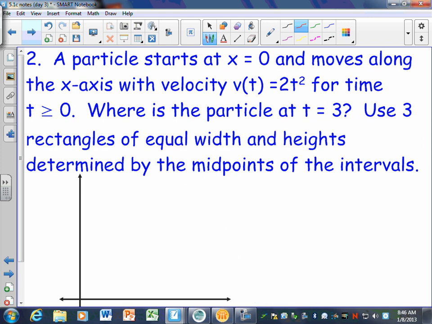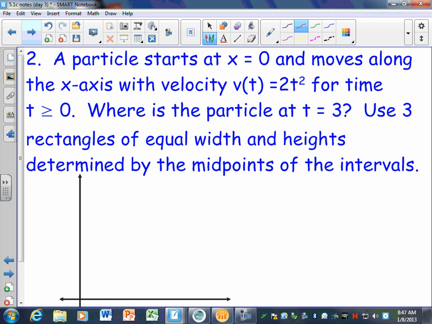And this is really why I printed your notes out, is just because I didn't want you to waste time writing this whole problem down. Same idea, but look at the difference in the velocity function. Now it says the particle starts at x equals 0, moves along the x-axis with velocity of 2t squared, which means that's not going to be a linear function, which means it's not going to match up to a geometry formula that we have. Same question, where is the particle at t equals 3?